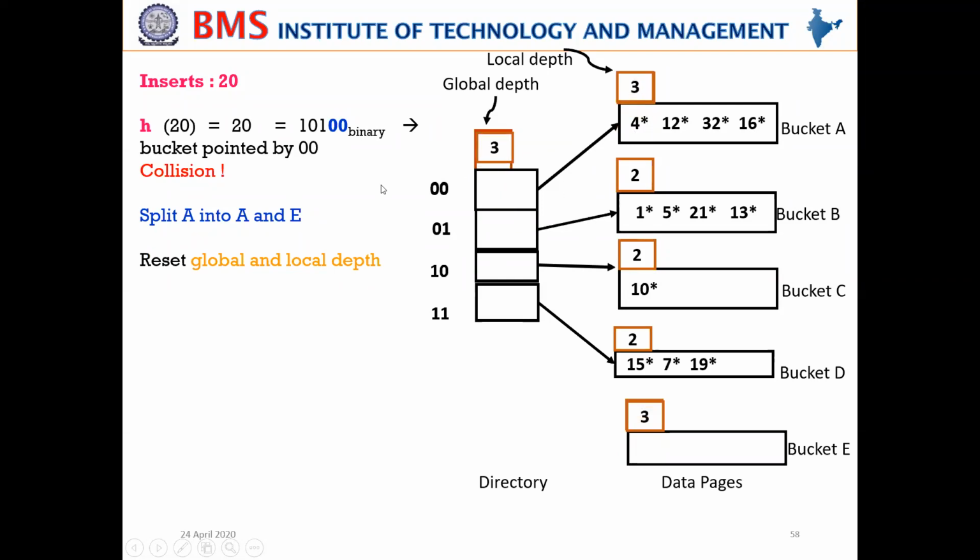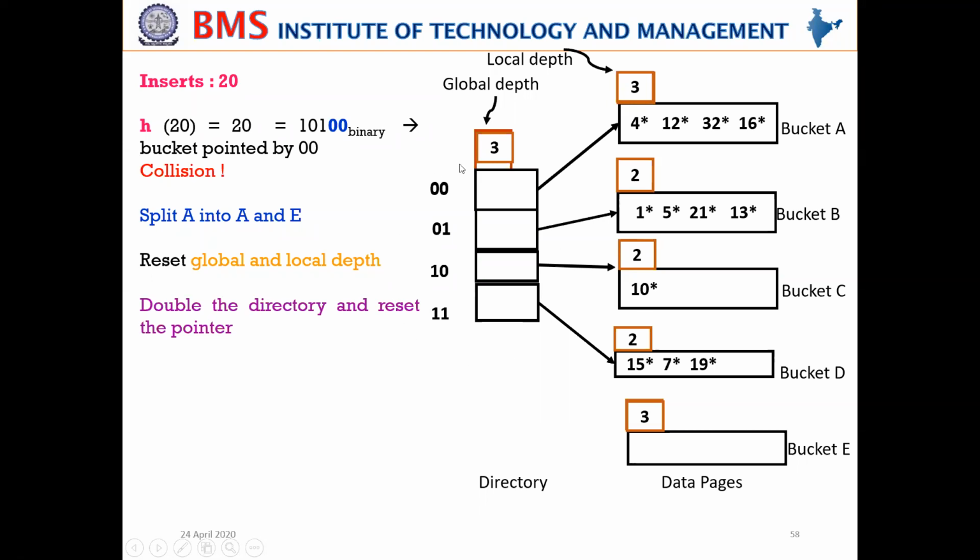Because here I'm going to use 3 bits. Till now I have only 2 bits. With the 2 bits, global depth was equal to the local depth, and since there was an overflow here, what should I do? Double the size of the directory. How do I double the size of the directory?